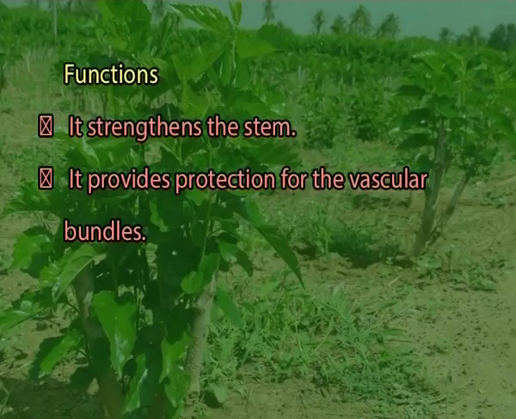Pericycle. It forms the outermost layer of the stele, situated just below the endodermis. It is multi-layered and consists of alternate patches of sclerenchyma and parenchyma cells. Sclerenchyma patches are present just above the vascular bundles in the form of prominent bundle caps. The parenchymatous patches lie in the region of primary medullary rays. Function: it strengthens the stem. It provides protection for the vascular bundles.